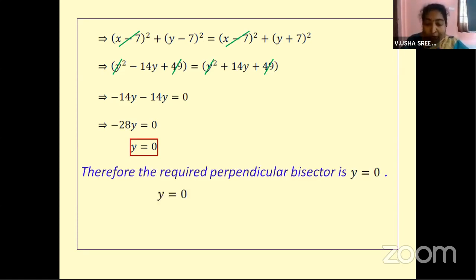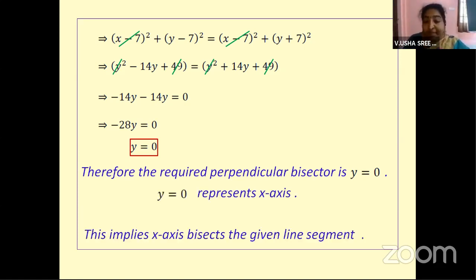Y equal to 0 is representing x-axis. That means x-axis bisects the given line segment. This is the geometric conclusion which we are giving in this problem. Or in fact, he is asking perpendicular bisector, so we are describing it.